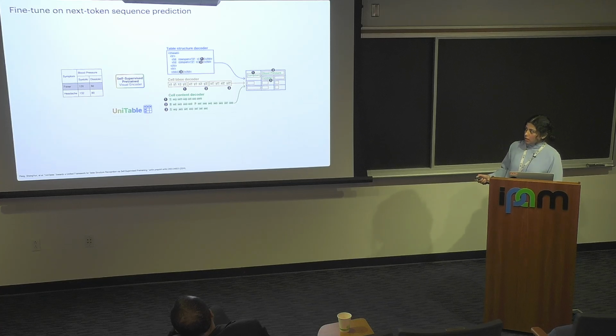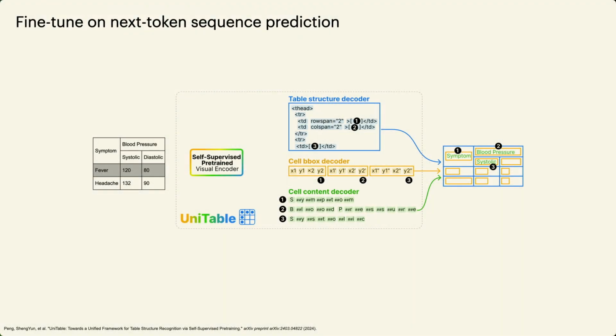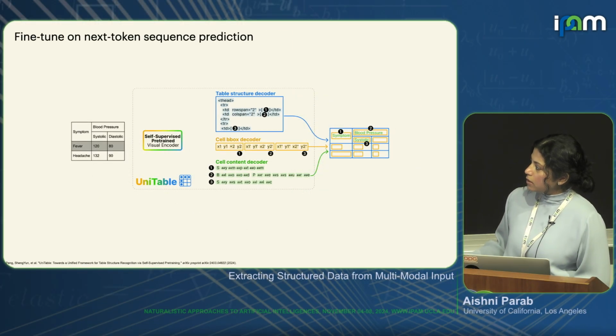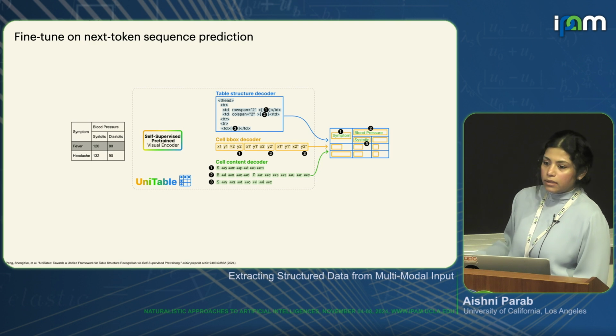So each of these three decoders is trained to take the patched images and predict the next token sequence. In the first task, the table structure decoder, the task is to predict HTML-like tags. These are tags without any cell values, just placeholders for these values. And the cell bounding box decoder predicts a sequence of bounding box tokens. So these are the corners of the cell box. And the third decoding task is to predict the content of each of the cells. And the results from these three decoders are incorporated to predict the entire table image.